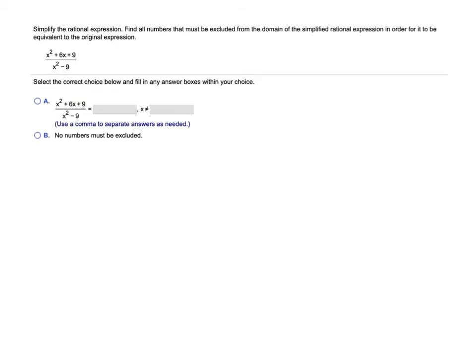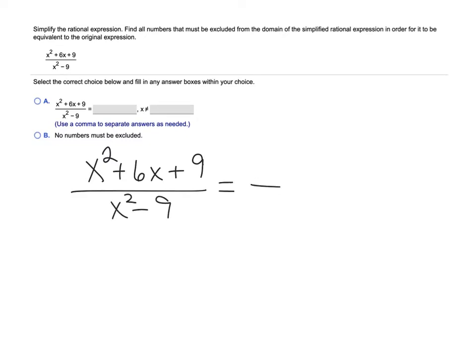Okay, simplify the rational expression. Find all the numbers that must be excluded from the domain of the simplified rational expression in order for it to be equivalent to the original expression. So if you remember, simplifying is not solving an equation, this is just simplifying. So what we want to do is see if we can factor it. Let's hope it does, so we can simplify. It should. If they're asking us to simplify, it probably is going to factor. So if you look at the top, this factors.